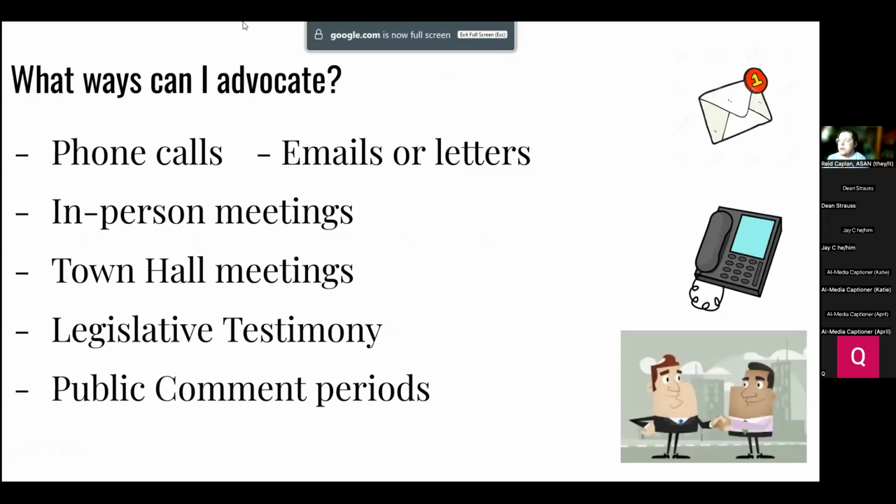And so what ways can you advocate? There are a lot of different ways that you can advocate, and we didn't list all of them here because that would take forever. So we just wanted to list an assortment of the most common ways that people advocate and things that you should know about as you're getting started. So phone calls, emails or letters, in-person meetings, town hall meetings, legislative testimony, and public comment periods.